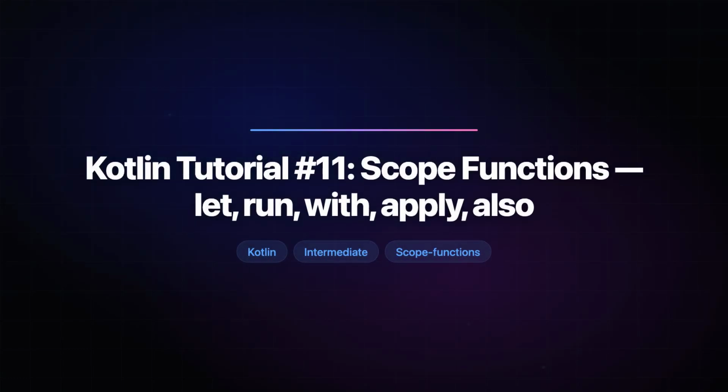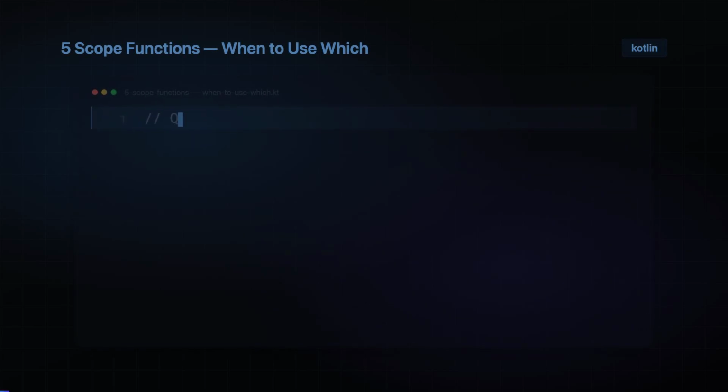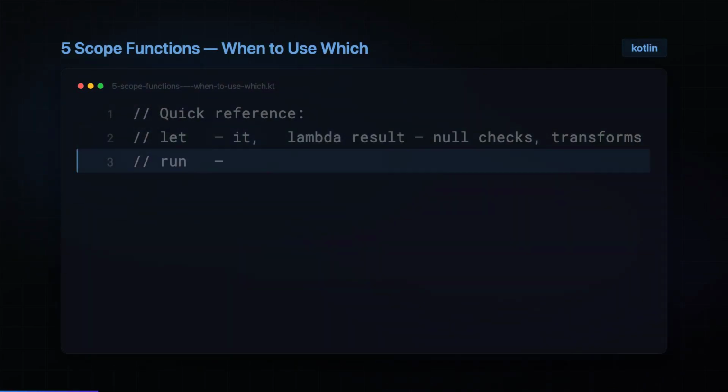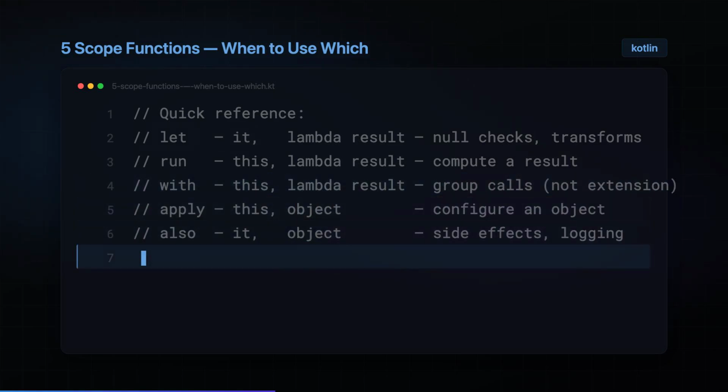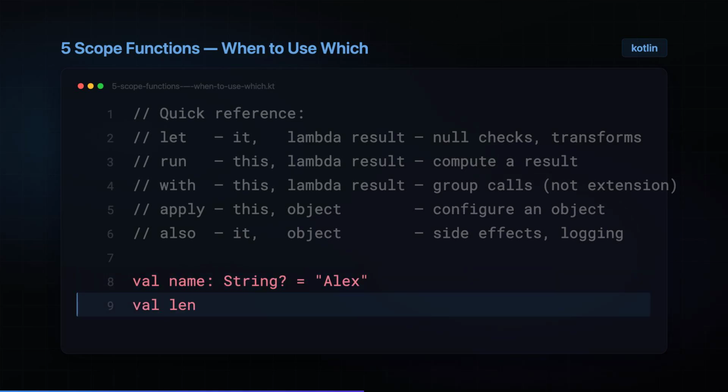Kotlin tutorial number 11, Scope Functions. Kotlin has 5 scope functions, and the difference that matters is 2 things: how the object is referenced, it vs this, and what is returned, the lambda result vs the object itself.